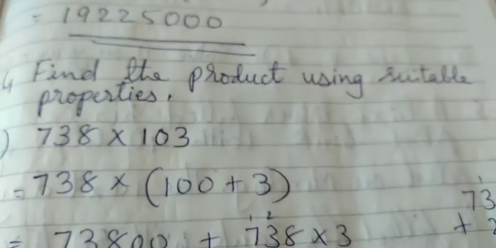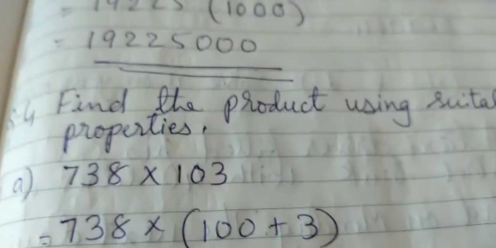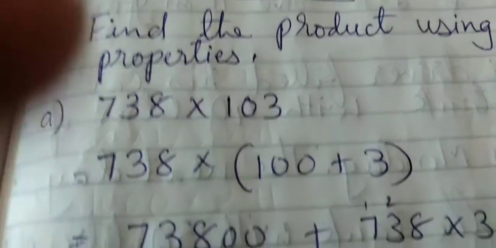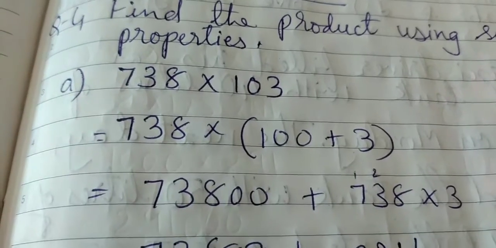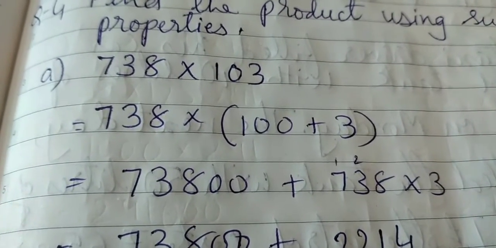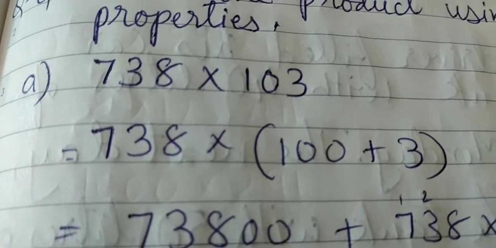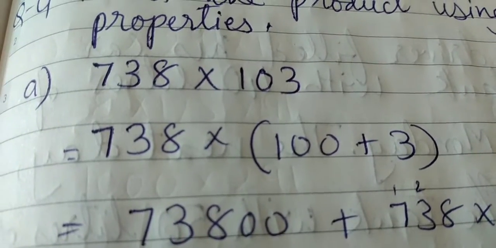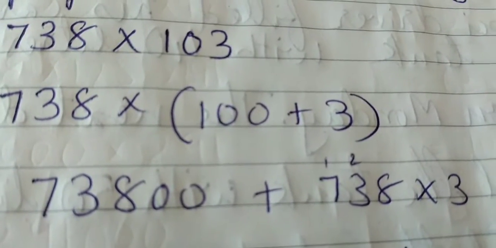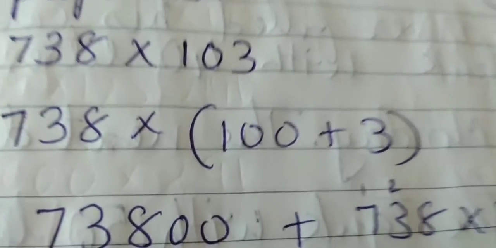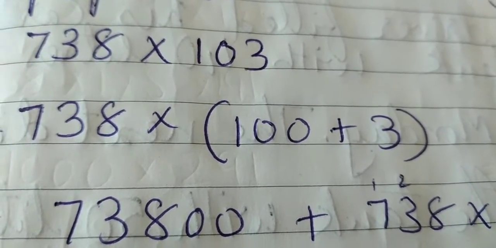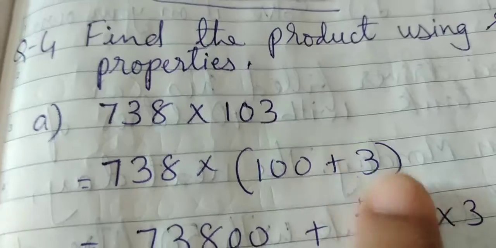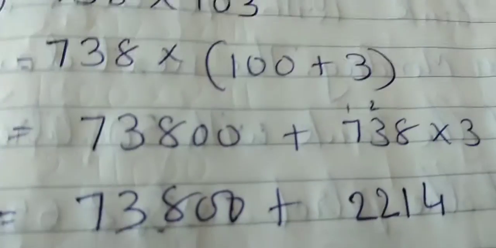Question number 4. Find the product using a suitable property. You have two 3-digit numbers, so we can think again about distributivity. Out of the two, 103 is very near to 100. So can we split up 103 like this? 103 is equal to 100 plus 3. So I put 103 in a bracket by writing it as 100 plus 3, which is to be multiplied with 738.